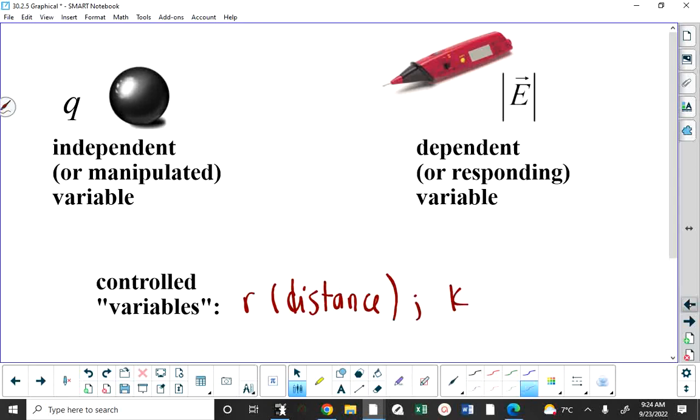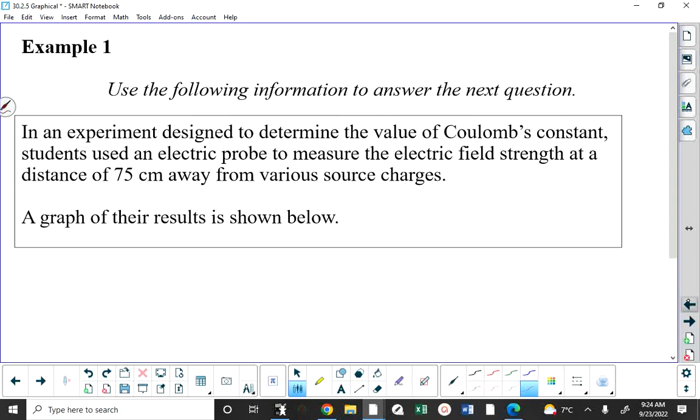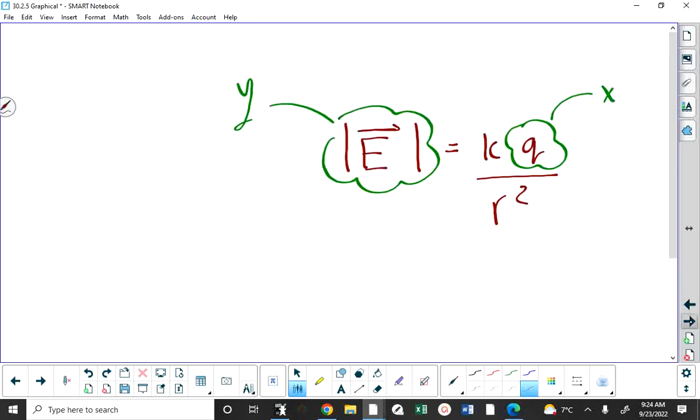And here's what's going to happen in any graphical analysis problem. You're going to have two variables that create a graph, and all of the other constants are going to be connected to either the slope or the y-intercept of the graph. And one of those other things that are controlled, which is connected to the slope or the y-intercept, will be the thing you're trying to find. And this question says, the students are trying to determine the value of Coulomb's constant. So now let's take a look at the graph.